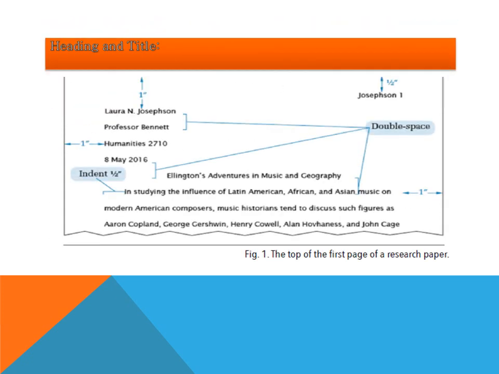When it comes to the heading and the title, we can see in this illustration, which is entitled Figure 1, the top of the first page of a research paper, how things are organized. You have to leave a double space between your name, the name of the teacher, and the title, and the first line of the paragraph should be indented half an inch.